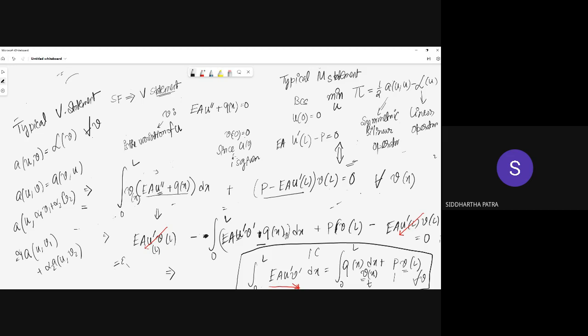What do I mean by linear? If I were to write L of alpha u plus beta v, that would be alpha L(u) plus beta L(v). Which is quite evident because all we have is a summation and an integration. So all of these are basically an addition and an integration, so all of these are linear operations, and therefore the right hand side forms a linear form.